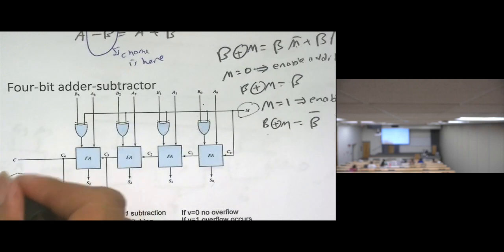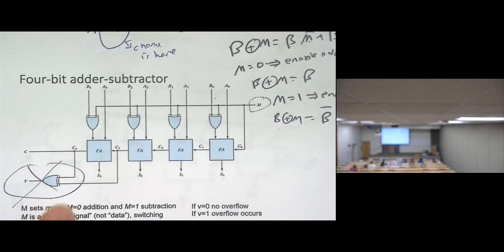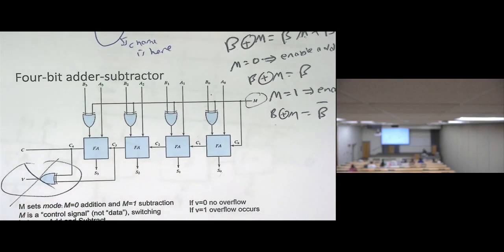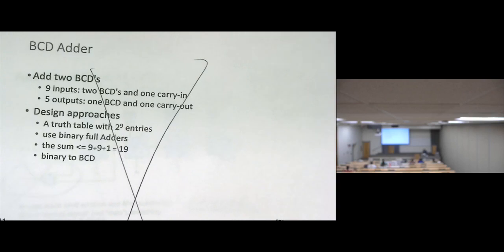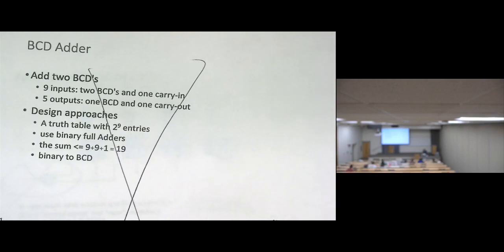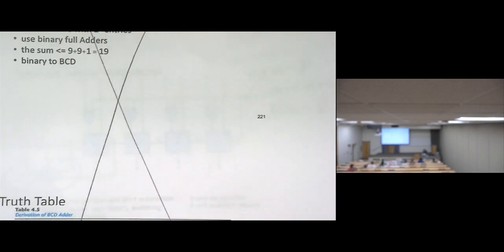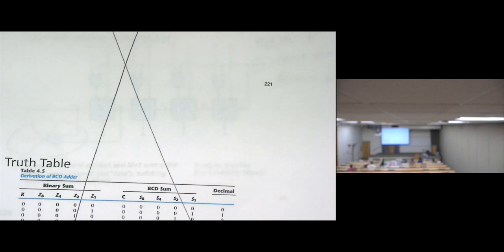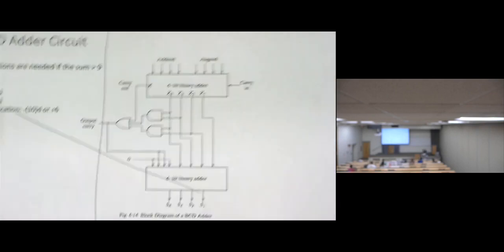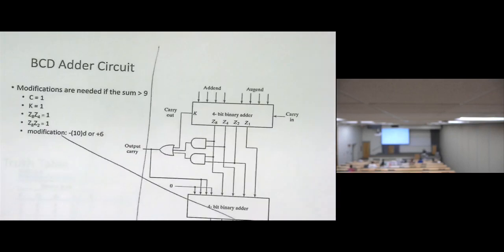V here is overflow. You don't need to worry about this, so you can neglect the overflow because I haven't covered overflow in this class. You will also see BCD adders. This is not included. I want to make the course easier, so just erase this BCD adder, and also this BCD adder circuit. Erase this too.